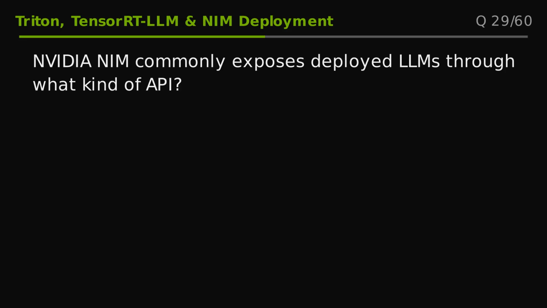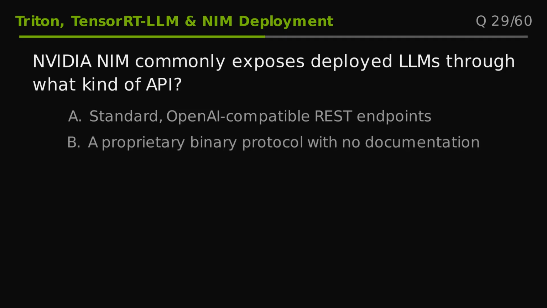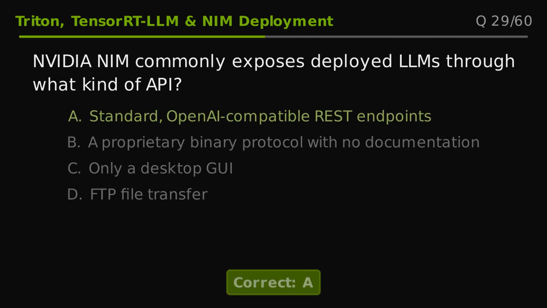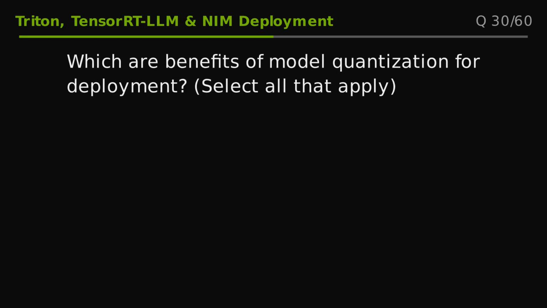Question 29. NVIDIA commonly exposes deployed models through what kind of interface? Option A, standard OpenAI compatible NVIDIA endpoints. Option B, proprietary binary protocol with no documentation. Option C, only a desktop. Option D, USB file transfer. The correct answer is A. NIM packages models as microservices with industry standard, often OpenAI compatible, APIs so developers can integrate them with minimal code changes.